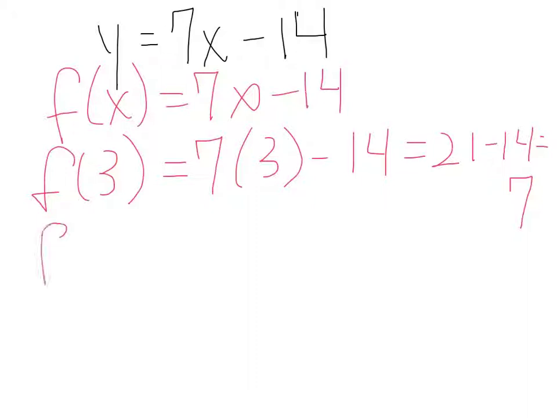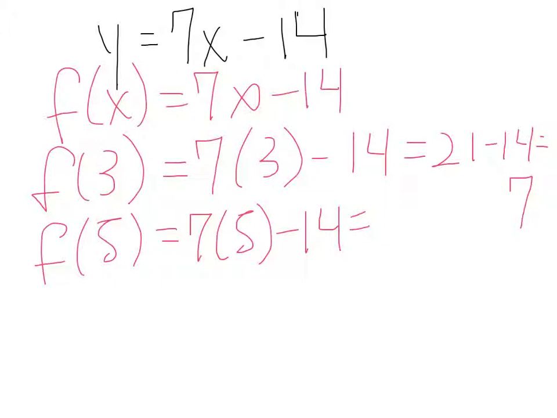If we try it with f of 5, 7 times 5 minus 14 equals 35 minus 14, which is 21.